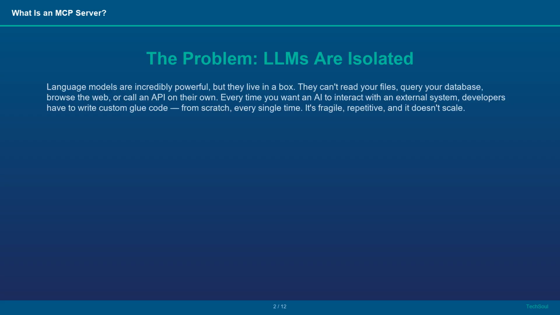Language models are incredibly powerful, but they live in a box. They can't read your files, query your database, browse the web, or call an API on their own. Every time you want an AI to interact with an external system, developers have to write custom glue code from scratch every single time. It's fragile, repetitive, and it doesn't scale.